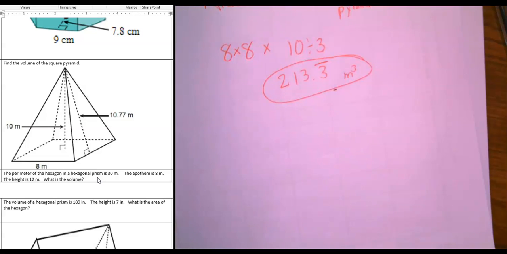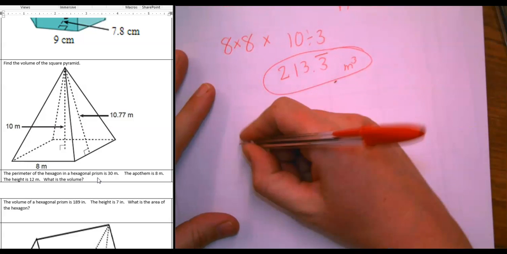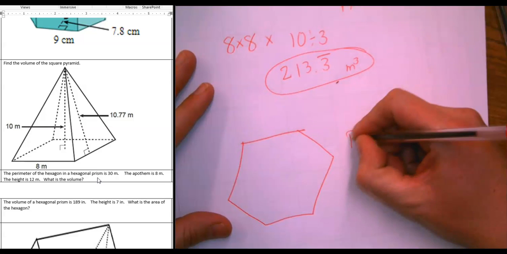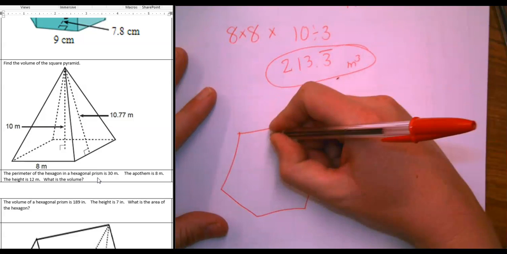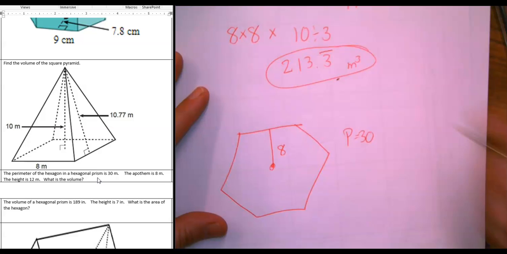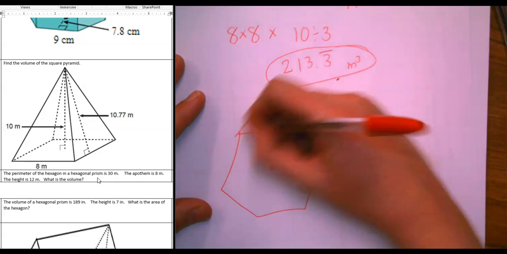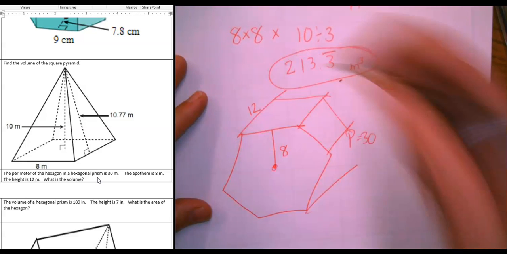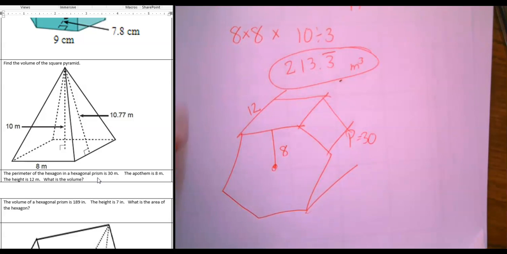So I start by drawing a hexagon and I start labeling things. I know the perimeter is 30. I know the apothem is 8. I know that the height is 12, and I clearly did not draw this to scale, but that's 12. And I want to know what the volume is.